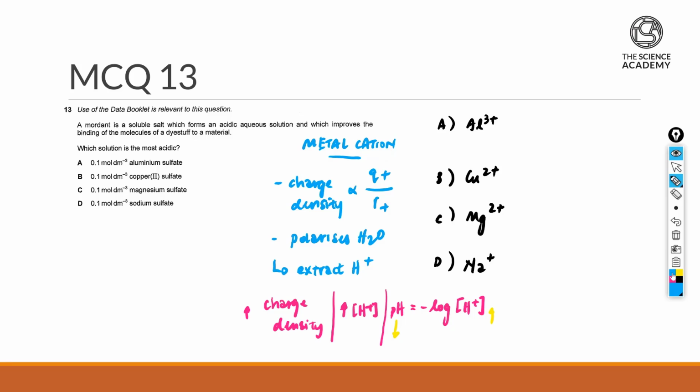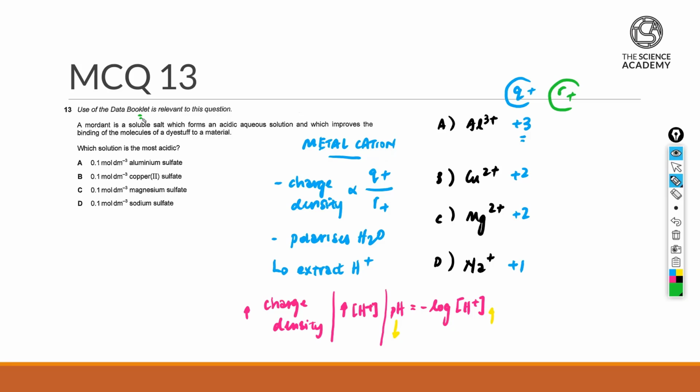So on the first parameter of cationic charge, aluminum is going at +3, copper +2, magnesium +2, and sodium +1. So based off the cationic charge, you would have seen that aluminum has the highest cationic charge, which could have been the highest charge density. But short of making a very premature judgment, let's take a look at the cationic radius for each of them, which can be obtained from the data booklet.